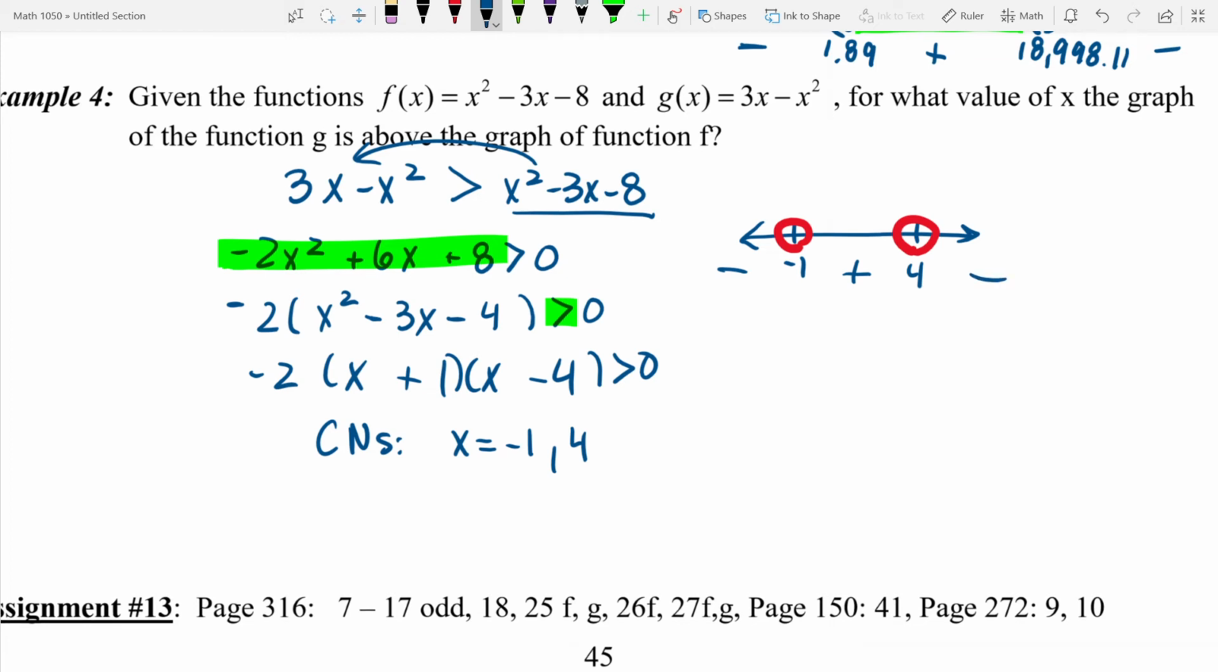I'm looking for where they're greater. It was not outside, you guys, it's inside. So for what x values, from an x value of negative 1 to a positive 4, that's your answering interval, and we're done.